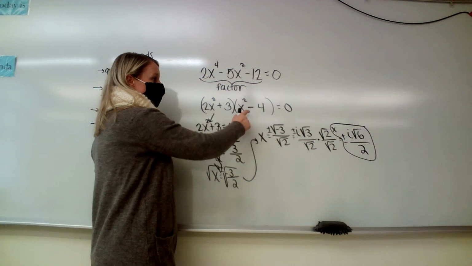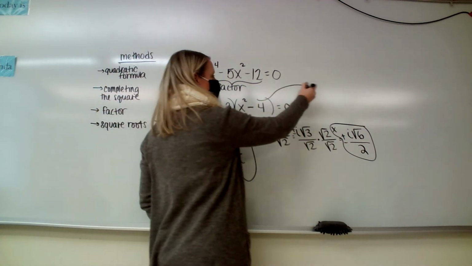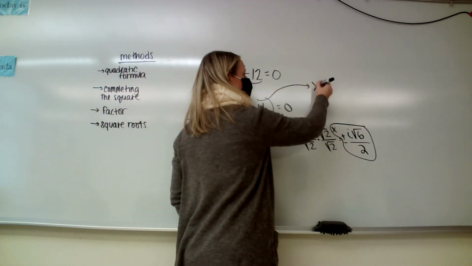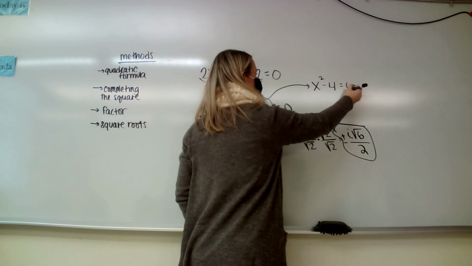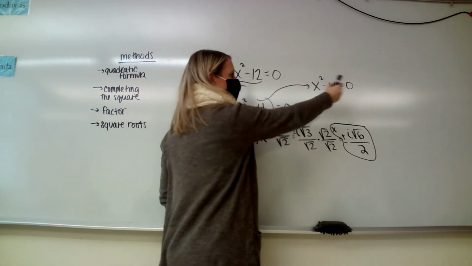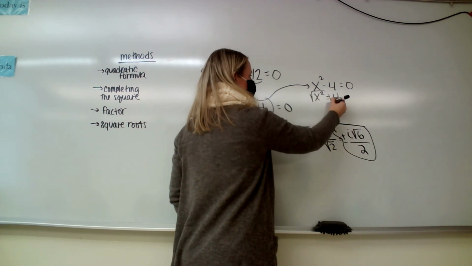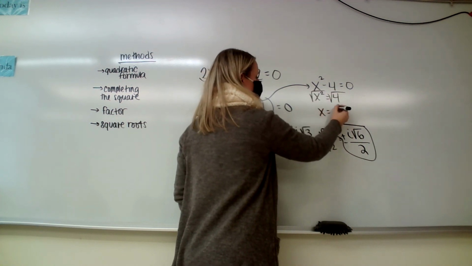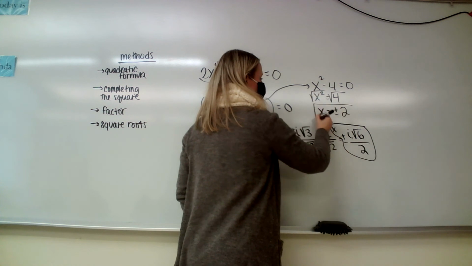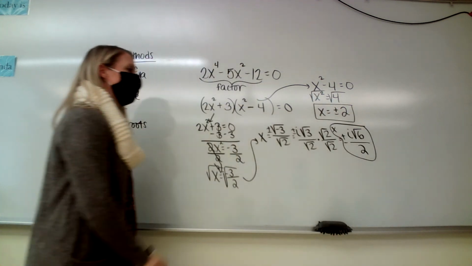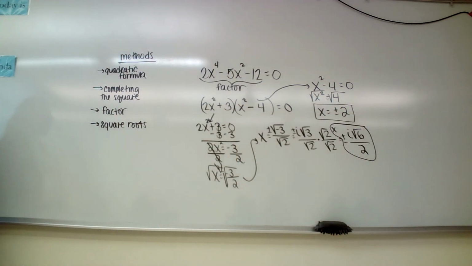I need my other answer. So I need to go to this, x squared minus 4. This one will be a little less work, because all I would have to do is add 4 to each side. And then when you take the square root of that, x equals plus or minus 2. So that one was a little bit easier to solve. So now we have our 4 answers: positive 2, negative 2, positive i root 6 over 2, negative i root 6 over 2.